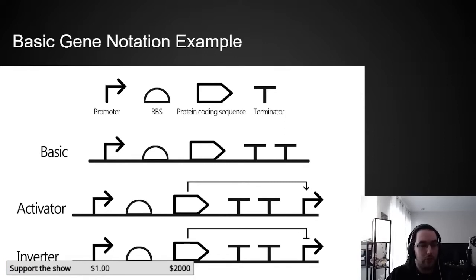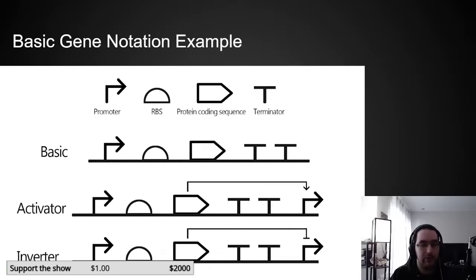So, you'd draw it like this, where you've got your arrow and then your half circle and then your protein coding sequence and then a pair of terminators. But you would usually put a part number or some sort of descriptor of the thing. So if it's a ribosome binding site, you'd say ribosome binding site. And if this is a known part, you write the name of the part underneath it.